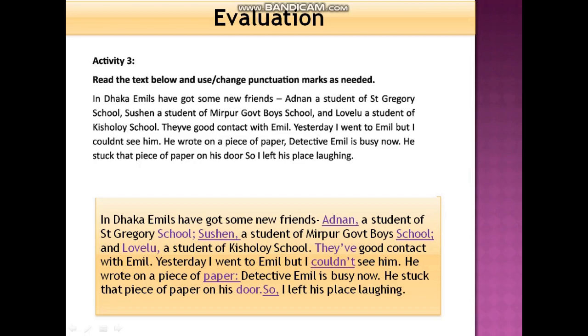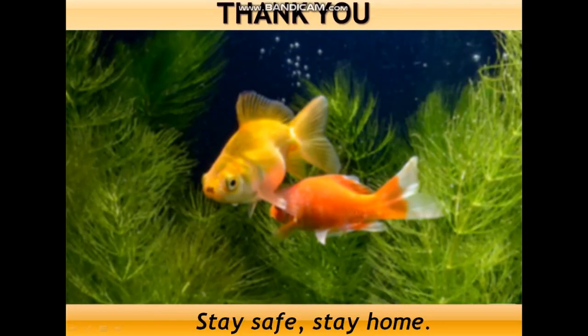Is it clear, student? Okay, student. Learn them at home very attentively. Try to understand the rules by practicing all the examples and practice this activity 1, 2, and 3 to learn it properly. Student, I know you all are busy with your assignments, so I am not going to give you any homework. Okay, thank you.